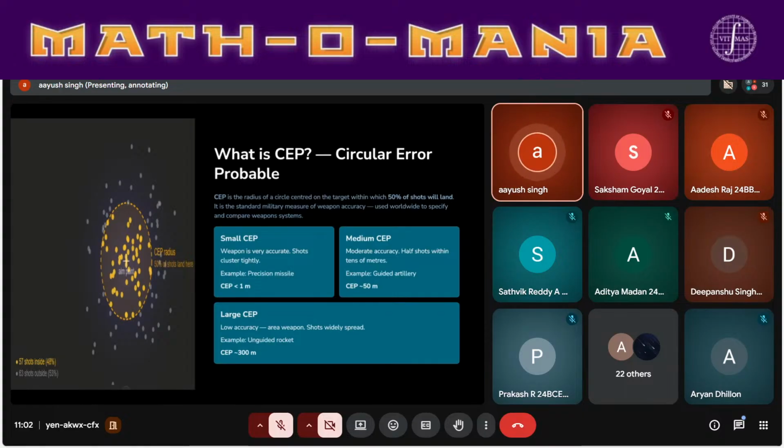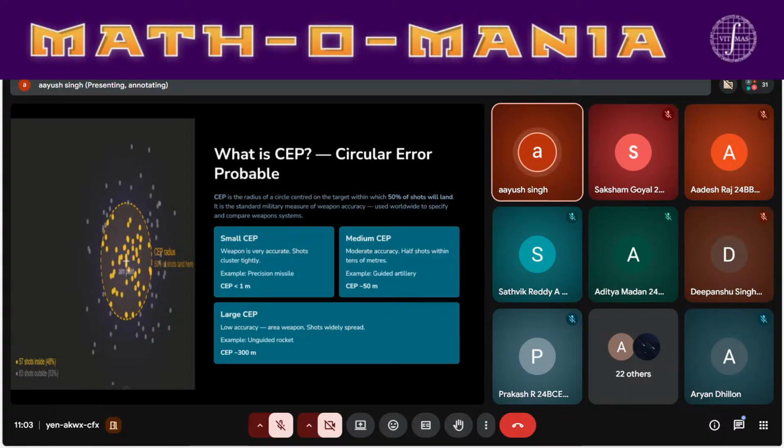If a weapon has small CEP, it is said to be very accurate. For example, a precision missile, which has a CEP less than 1 meter. If a weapon has a medium CEP, it is said to have a moderate accuracy. So its CEP can be around 50 meters, and its example is guided artillery. If a weapon has a relatively large CEP, it is said to have low accuracy. For example, the atomic bombs that were launched by USA towards Hiroshima and Nagasaki had a very large CEP because we did not need precision there, as the whole region was the target.